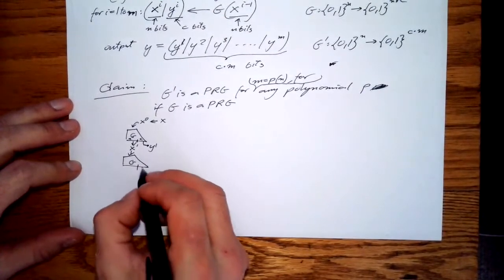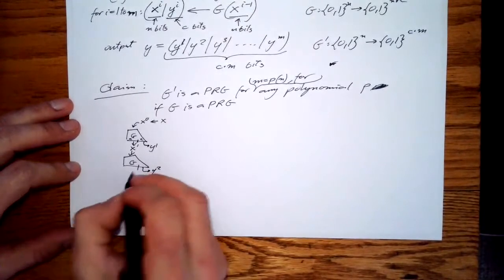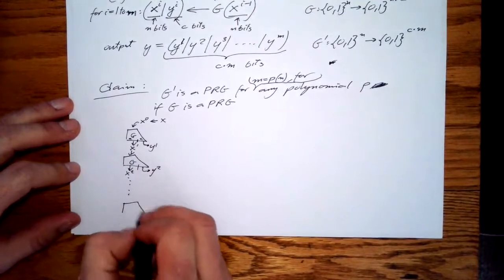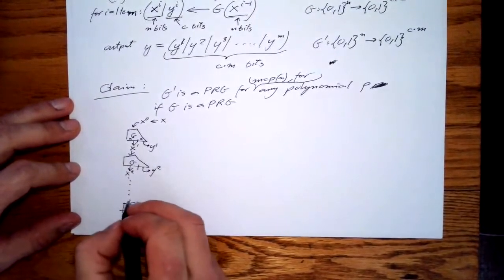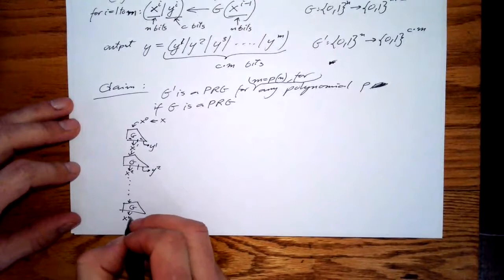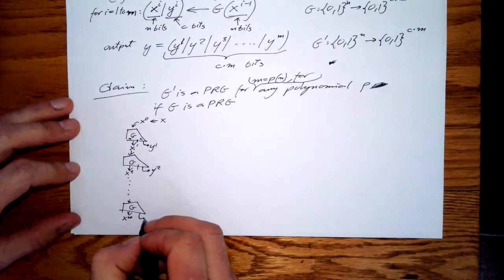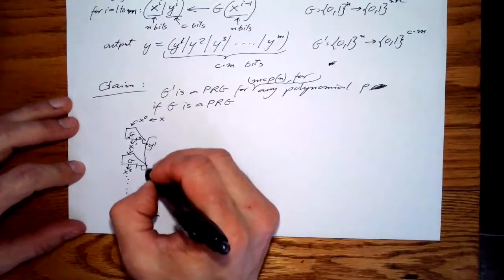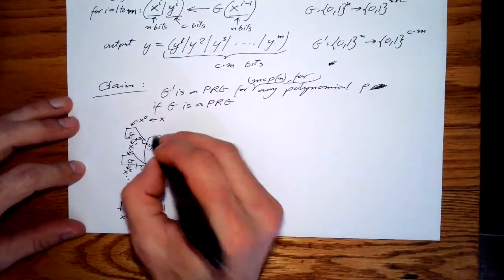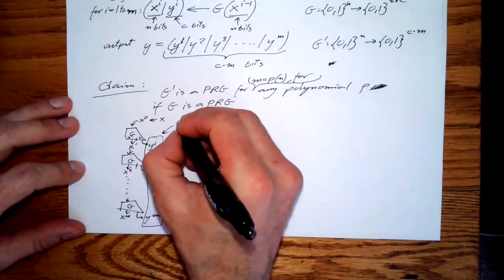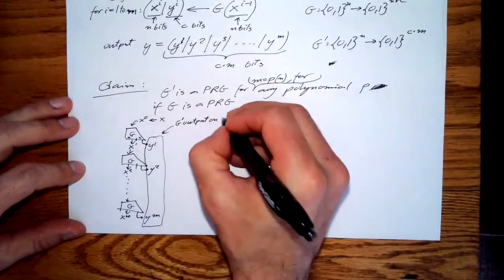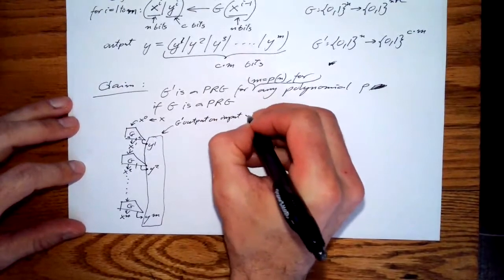And I parse the input again. This is the y2, and this is the x2. And I recurse. This is my last xm, which I don't use, and ym, which I do. And this is my output. So this is the G prime output on input x.